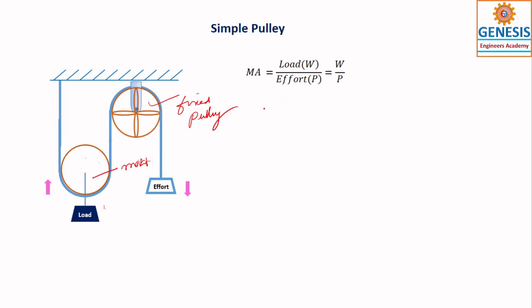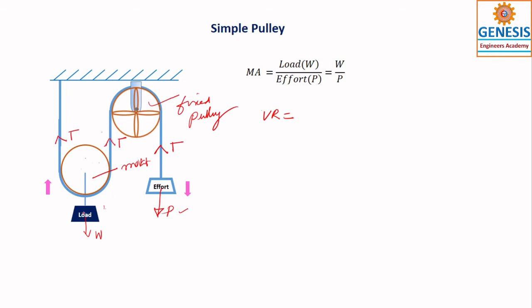This is also an ideal system, so mechanical advantage is equal to velocity ratio. You can also apply that. If you want to know the velocity ratio, how? I will explain. This is the effort and this is the load. The load W acts downwards, and the tension here is T, I assume, and the same tension will be here also, T.